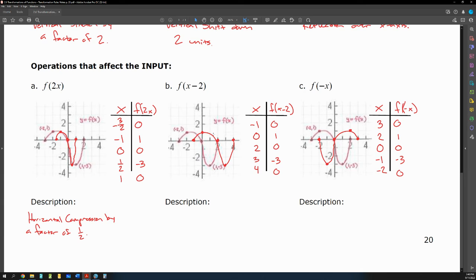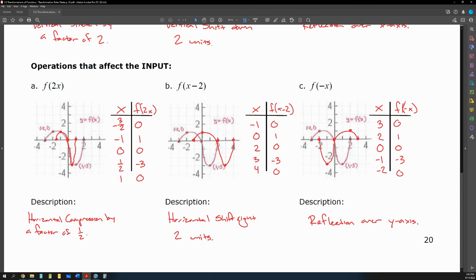Okay. For letter B, here we have all of those same values. The graph looks identical, but everything is shifted to the right 2 units. So here we have a horizontal shift right 2 units. And last but not least, putting a negative in front of the input is a reflection over the y-axis.